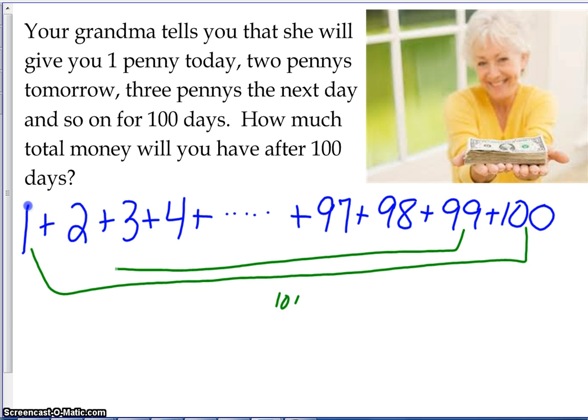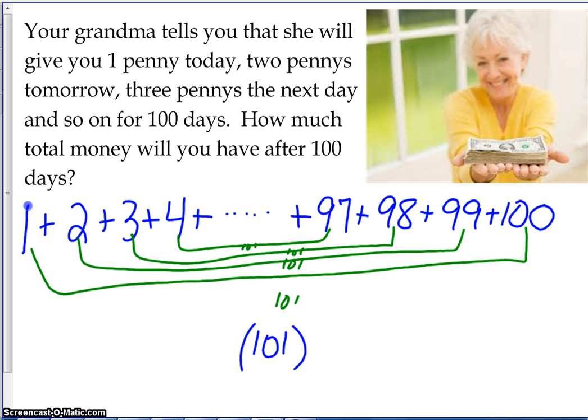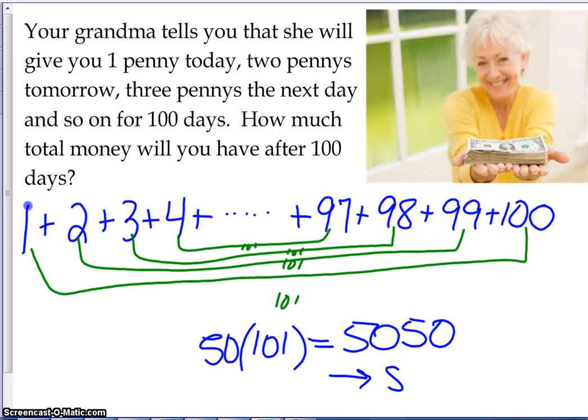If I group the 99 and the 2 together, I get 101. If I group the 98 and the 3 together, I get 101. If I group the 97 and the 4 together, I get 101. In fact, I surmised that I'm going to get a whole bunch of 101s. And exactly how many? I'm going to come up with pairs, and there's going to be 50 101s, which would be 5,050 pennies, which translates into $50.50. So we would get $50.50.